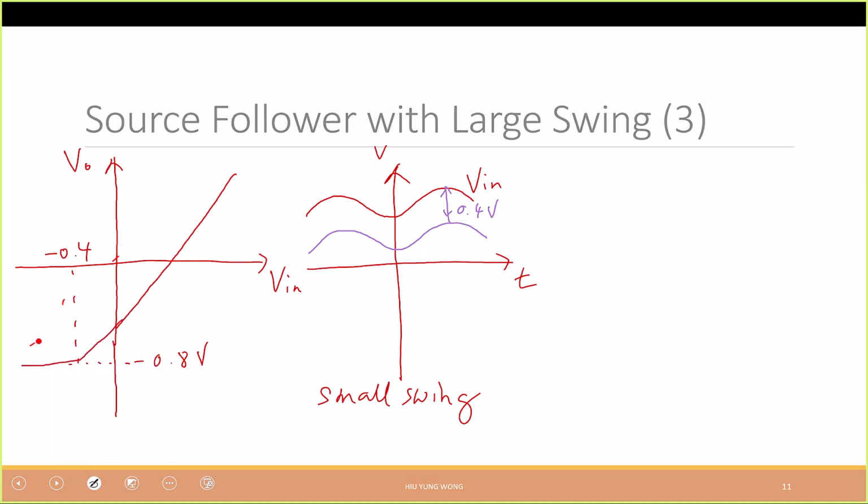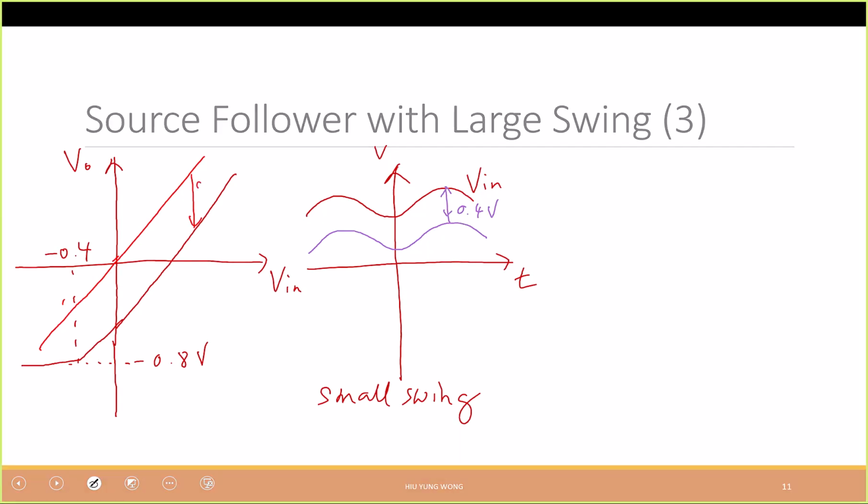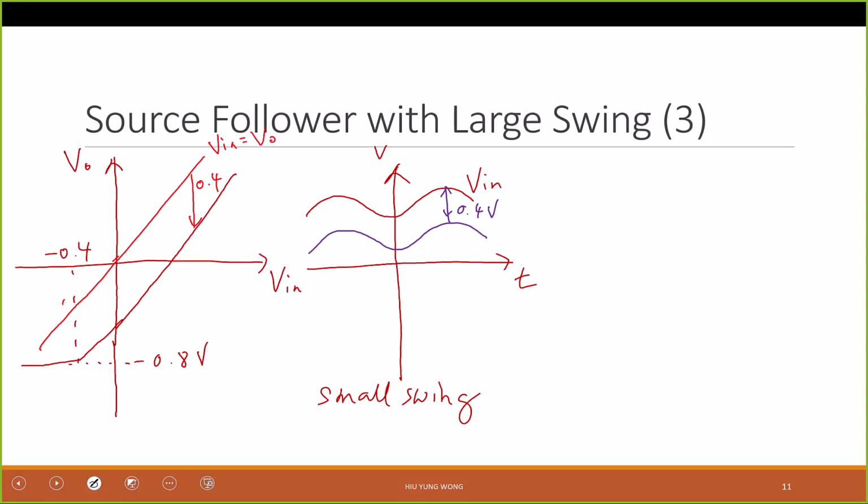So what I'm trying to say is this. This line is x equal to y, V in equal to V out, right? Now I shift everything down by 0.4. Maybe I should actually try. And that's why the whole thing shifts down by 0.4, right? Because your input is this, then you come here, and your output is shifted down by 0.4, right? This is x equal to y, V in equal to V out.